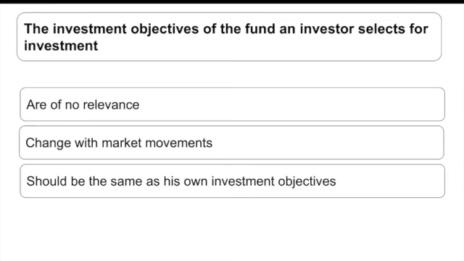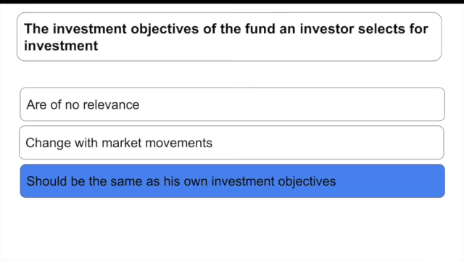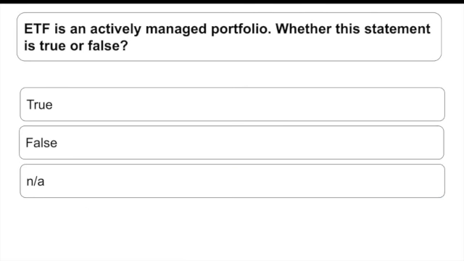Going to the next question, the investment objective of the fund an investor selects for investment. A. Are of no relevance. B. Change with the market movements. C. Should be same as his own investment objectives. So it's very important whenever you are going to make any investment, the investment objectives of the fund should match your own investment objectives, and then you should be investing.